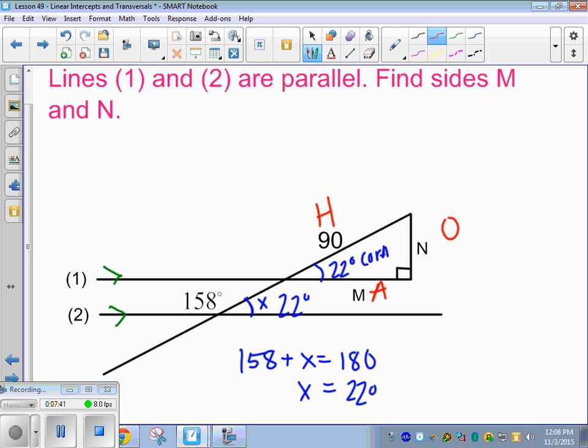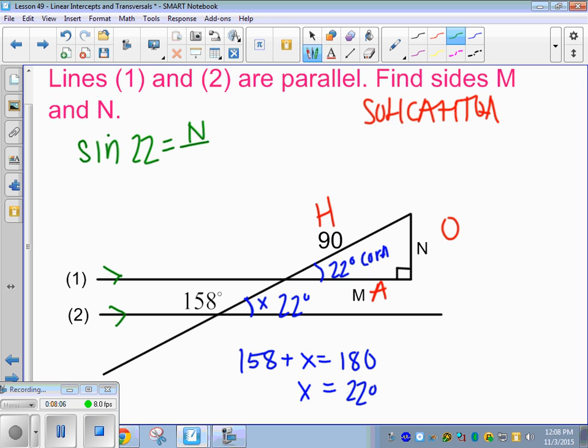Now we're going to set up some equations using SOHCAHTOA again, to solve for m and n. So I'm going to start by writing an equation just like last time because I remember doing that from my last problem. So in order to find n, we used opposite and hypotenuse. So we were using sine. So sine 22 equals n over 90. Another pretty easy one to solve for, so I'm going to multiply both sides by 90. And n equals 90 sine 22.